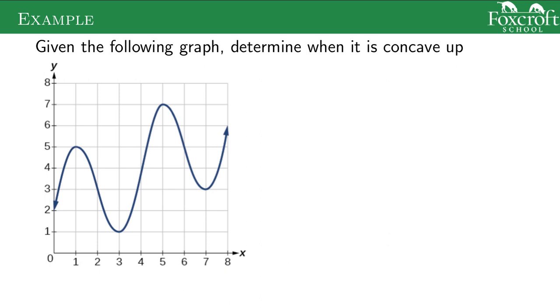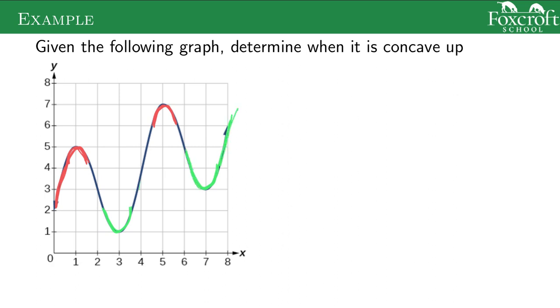For this graph, we're going to determine where it's concave up again. I always like to start with the local extrema, because I know there's an upside down parabola here and here. So these are going to be concave down, and these are like normal parabolas, concave up. This parabola continues forever to the left, and this one continues forever to the right. And the other ones meet in the middle.